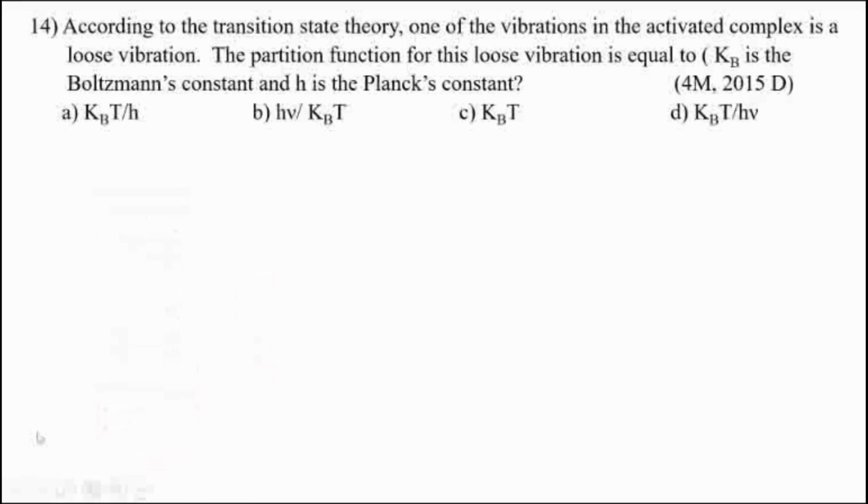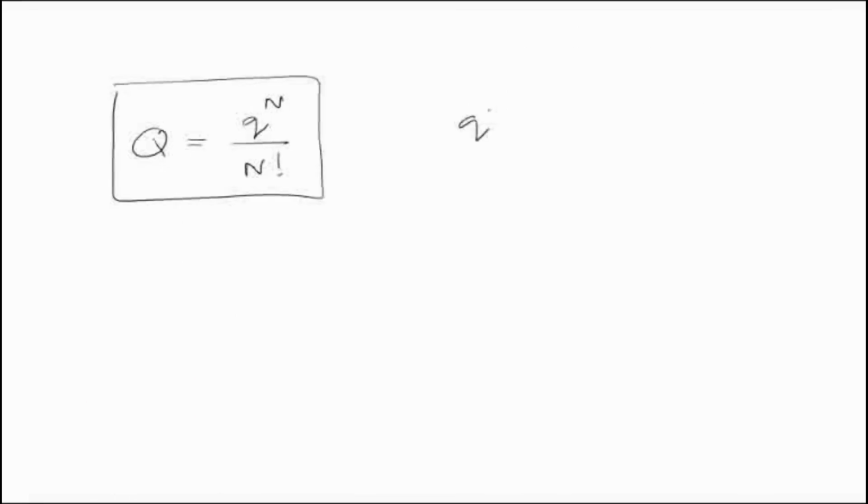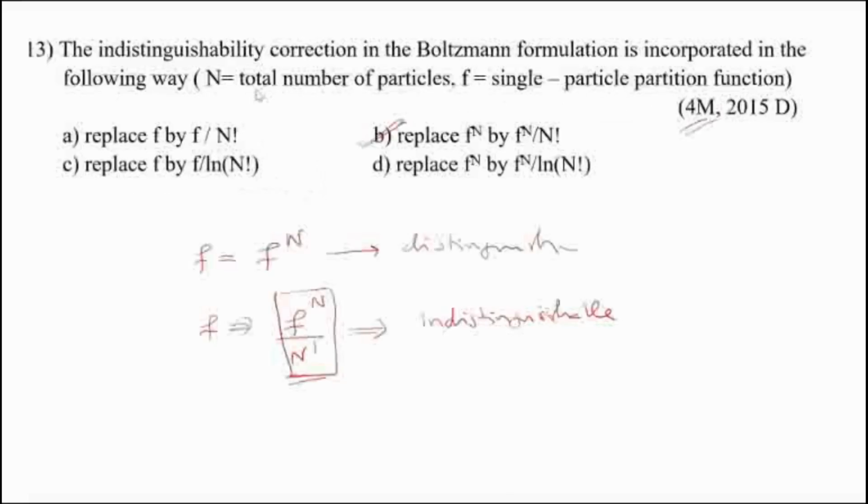So what did they do? How do we write the partition function including the indistinguishability correction? Yes, that was actually done. Listen, I have given this formula already. For indistinguishable particles, the partition function can be given as q^N/N!. q^N is for distinguishable particles. For distinguishable particles, q^N comes. When going to indistinguishable particles, you have to divide this q^N by N factorial. So the correct option is option B.